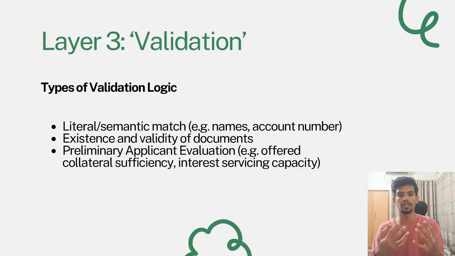Now, moving on to validation, this is the elephant in the room, because you have to ensure that all the algorithms and all the code that you implement mimic the real life integrity check and validation processes. There could be cases of literal or semantic matches between, let's say, names and account numbers. There could be document validation issues, and some documents could be missing. Some applicants may have suspicious numbers on their bank statements. You would have to check for all of that.